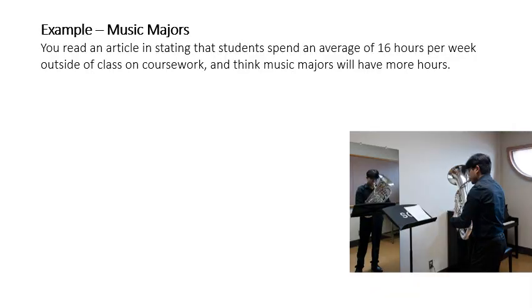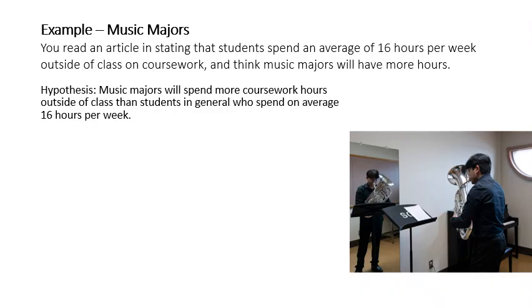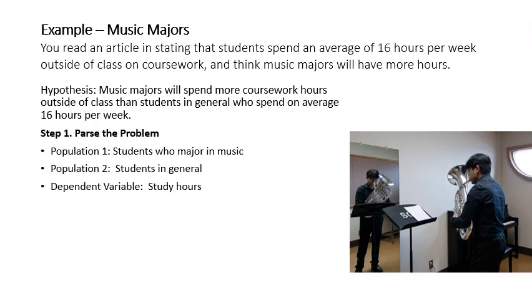So let's just take a look at how this might work out in an actual problem. Let's imagine that you read an article stating that students spend an average of 16 hours per week outside of class on coursework, and you think music majors would have a lot more hours practicing and all that. So the research hypothesis: music majors will spend more coursework hours outside of class than students in general. Parse the problem: students who major in music compared with students in general.